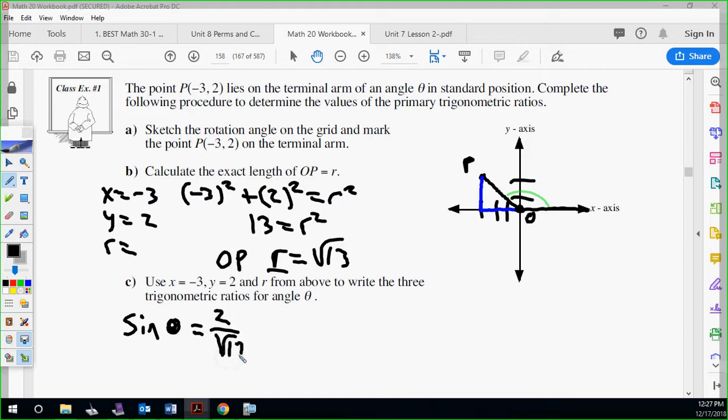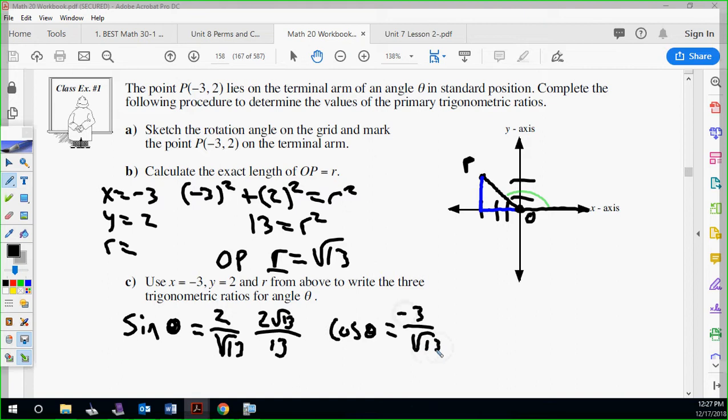Good. 2 over root 13, so y over r. Rationalize just for practice. It's going to be 2 root 13 over 13. Okay. Abby, what's cosine theta? Yeah, backwards. Negative 3 on top. It's x over r. So it'd be negative 3 over root 13.